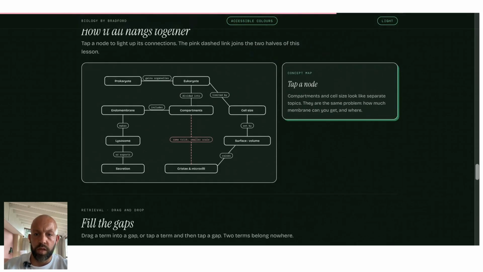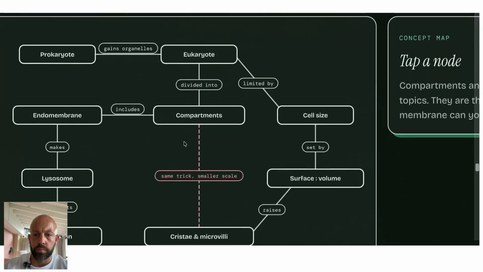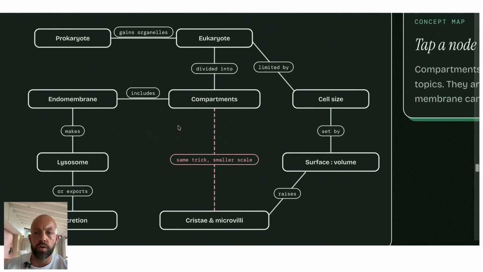So how does this all come together? I've mapped it out here for you. When we think about the endomembrane system, we're thinking about the compartments, the components of a cell, like the rough endoplasmic reticulum, where the ribosomes studded on it will produce the proteins that then move to the Golgi apparatus. And those compartments will also allow for a small surface area to volume ratio, which means that the reactions will happen faster within them. And the same trick, but on a smaller scale, is also our cristae and microvilli.